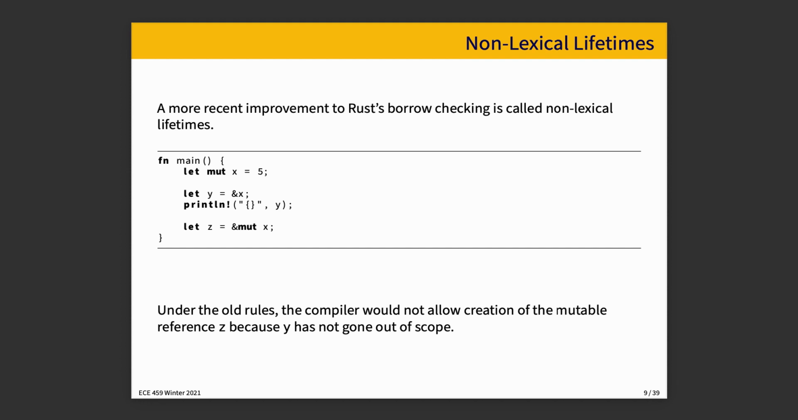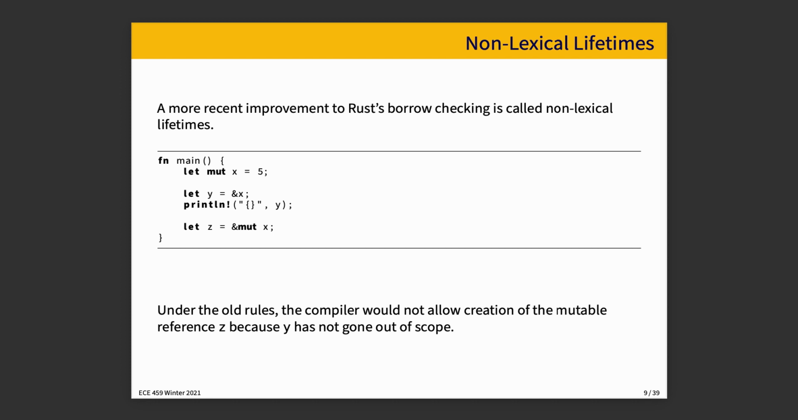There is a more recent improvement in Rust's borrow checking. In the most recent version of the rules, a particular check was made less strict, called non-lexical lifetimes. Before this change was introduced, the code that's shown here wouldn't work, because it would say, well, look, I see that on the last line you want to create a mutable reference to X. We're going to assign it to Z. But that's not allowed because the previous reference, Y, was still in scope.